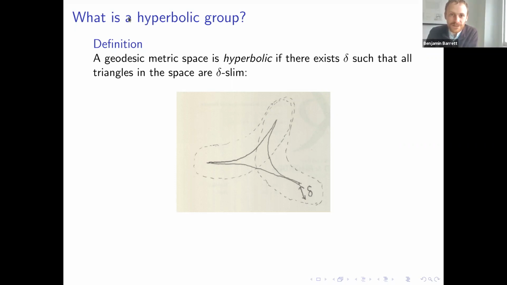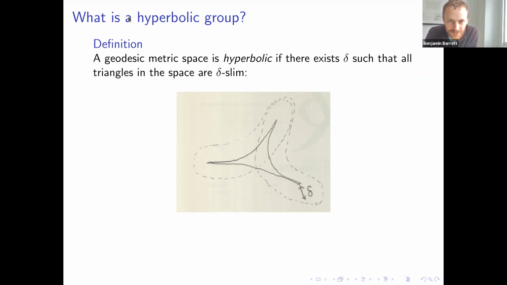So a geodesic space is hyperbolic if there exists delta, so that all triangles in the space are delta slim. So a triangle is just three vertices connected by geodesics, so these minimal length paths. That's all I mean by triangle in the metric space. And we say it's delta slim if we get a picture like this one I've drawn here, where each of the three edges of the triangle is contained within a delta neighborhood of the union of the other two edges. So I've drawn this just for one of the edges here.